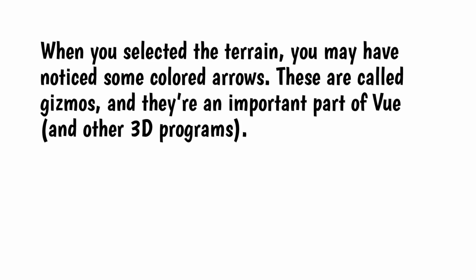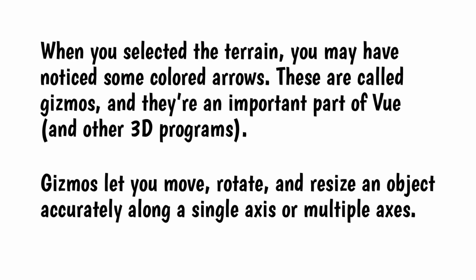Gizmos. When you selected the terrain, you may have noticed some colored arrows. These are called gizmos, and they're an important part of View and other 3D programs. Gizmos let you move, rotate, and resize an object accurately along a single or multiple axes. Here's a gizmo.